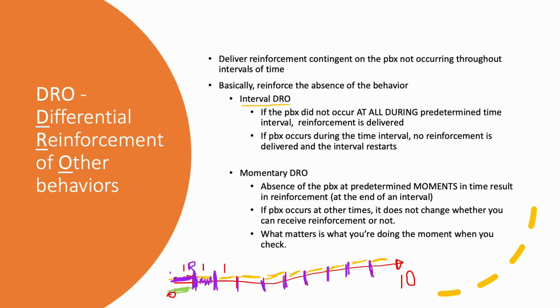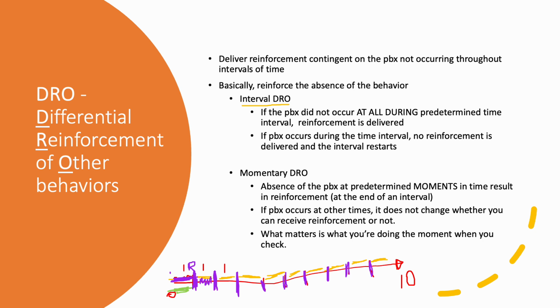If the problem behavior is not occurring at the 2 minute mark, I will go ahead and deliver reinforcement. But if the problem behavior is occurring at the 2 minute mark, I will not deliver reinforcement. And I'm not going to check again until the 3 minute mark. Now I'll look up again at the 3 minute mark, and I'll see, is the behavior occurring or is it not occurring? That's basically all that momentary DRO is. We're just seeing at a specific point in time in the interval, is the behavior occurring or is it not occurring?